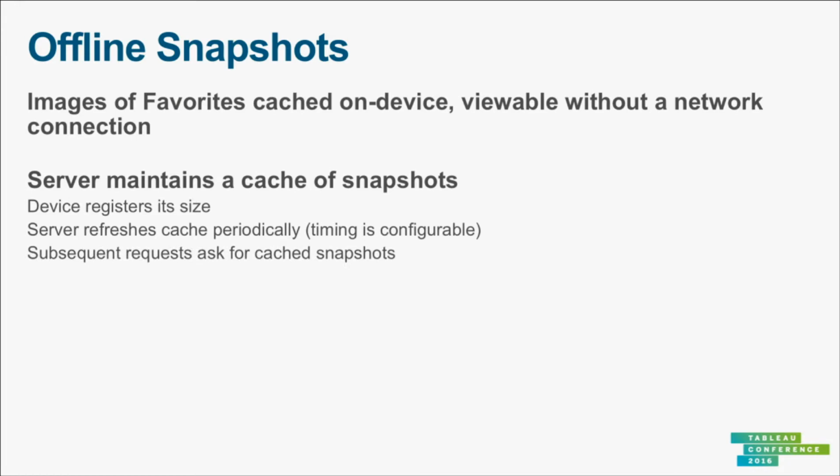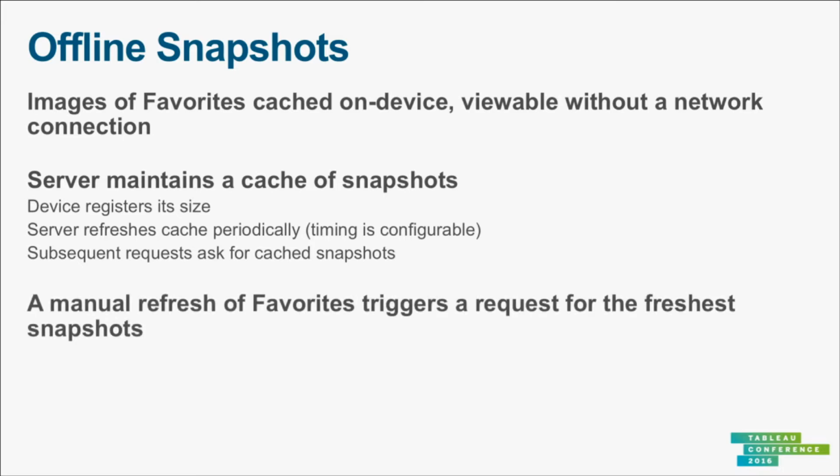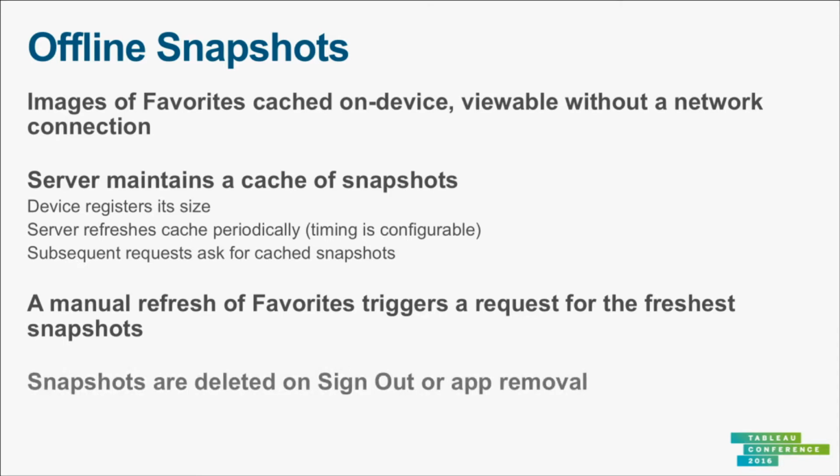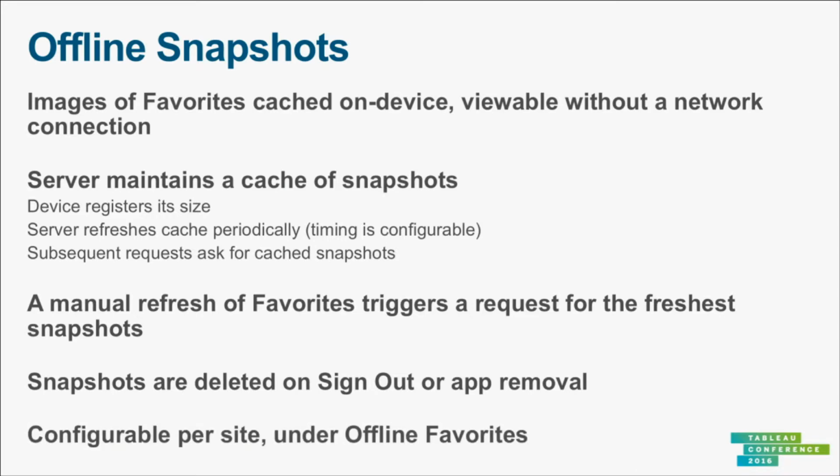When the device next connects, for each of its image requests, it'll ask for the cached version of that snapshot sitting on the server. If the user manually refreshes their favorites, it will ask for the latest version of the snapshot. These snapshots are deleted when the user signs out or if the app is removed from their device. And you can configure these snapshots on a per-site basis. They're called offline favorites in your server settings dialog.